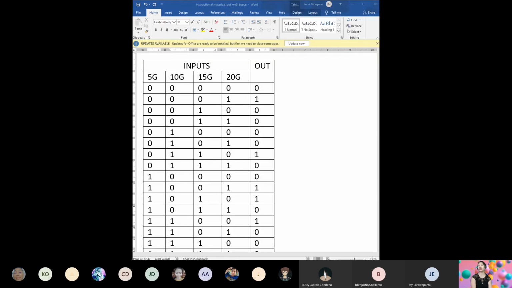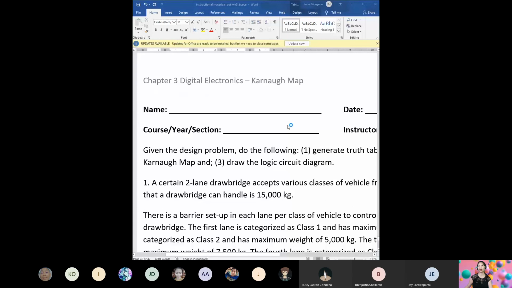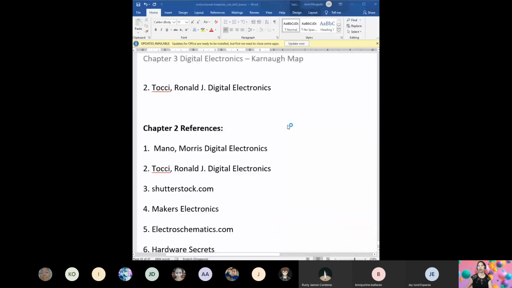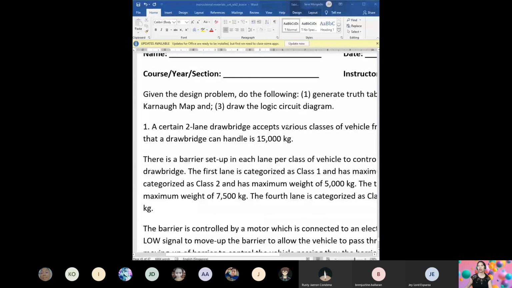And then itong 3, na-layout ko na sa inyo itong truth table. So, gagawin nyo na lang is K-mapping and circuit diagram. But please, mag-aral din kayo kung paano kayo mag-interpret ng design problem. Aralin nyo din to. Sagutan nyo rin to.